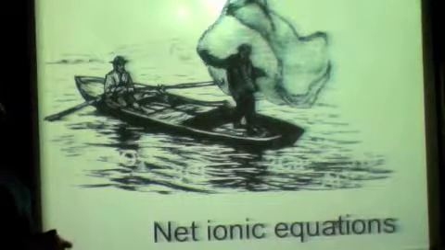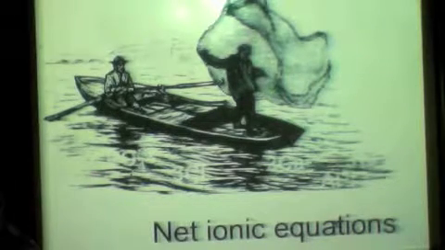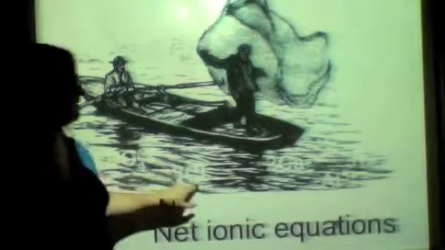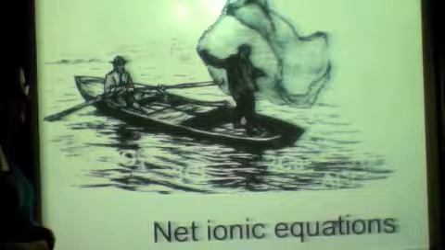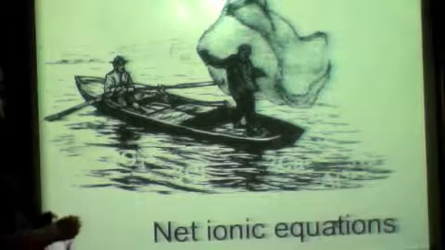For example here, you have two fishermen who are using a net to try to catch fish. But if you look close enough into the water, you can actually see that I've written some ions in there. And that's pretty much what's happening in the water: you have a bunch of other chemicals in there along with the H2O. So we're going to go through some steps to finding the ionic equation and the net ionic equation.